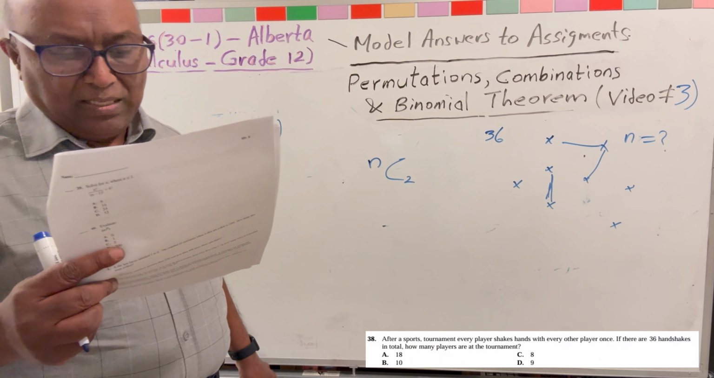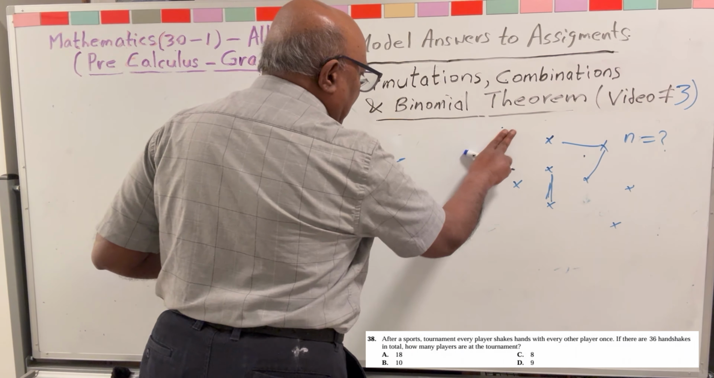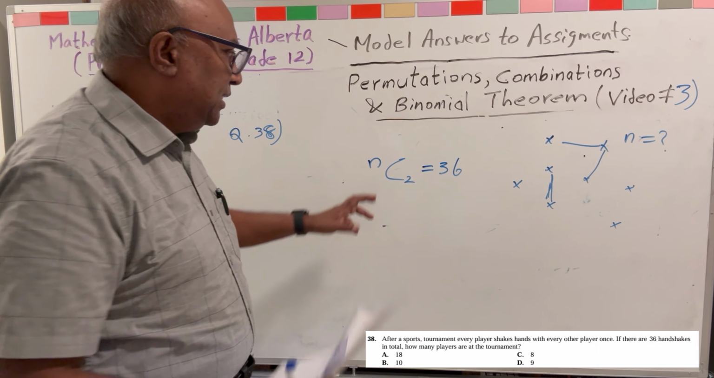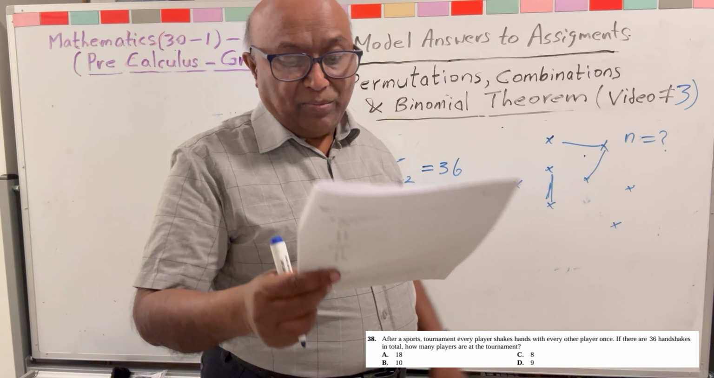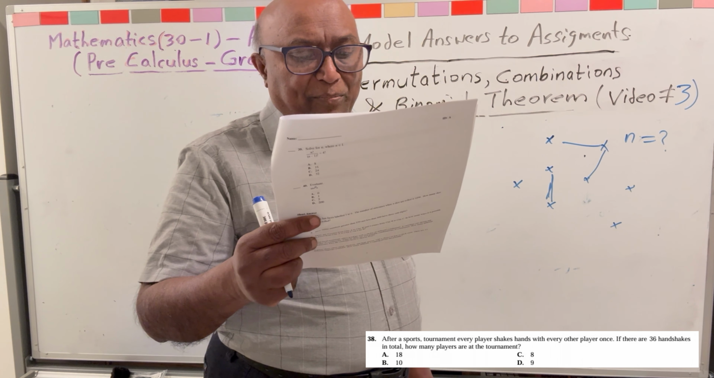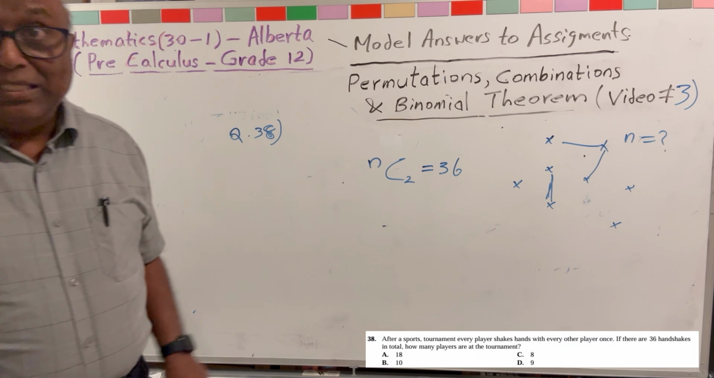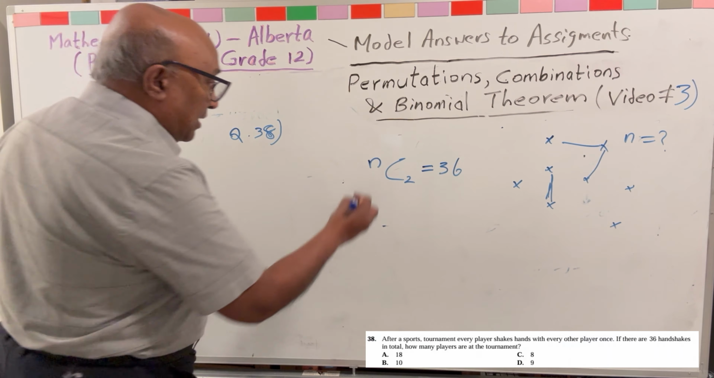nC2 value is equal to 36. Number of handshakes is equal to nC2. That handshake number is 36. How many players are in the tournament? We are looking for n. Okay, we have to solve this equation for n. Let's expand this.